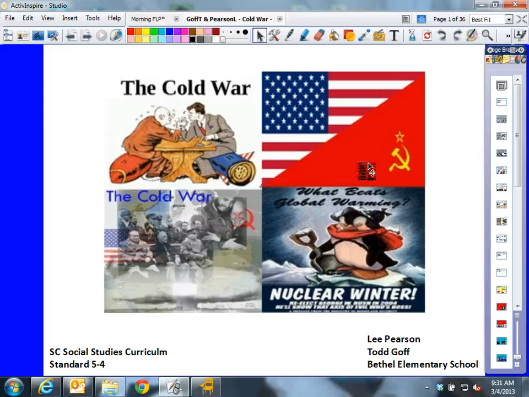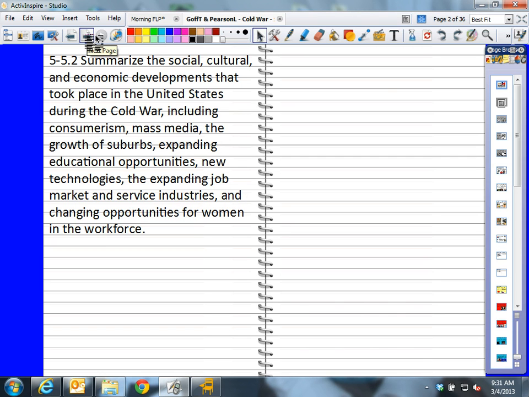In today's lesson, we're going to be starting our unit on the Cold War, which aligns to the South Carolina Social Studies Curriculum Standard 5-4. This time period in history goes through much of the 20th century, and we're going to be learning about key events and things that happened and why they happened. So in your interactive social studies notebook, you're going to set up the next page, which is for 5-5.2.